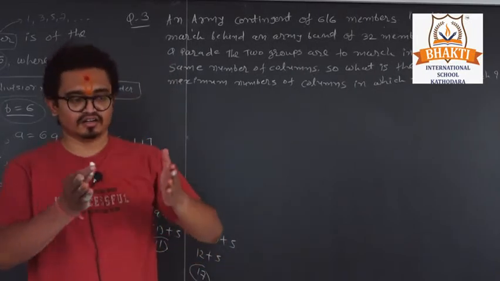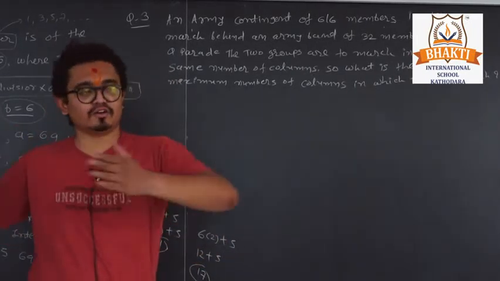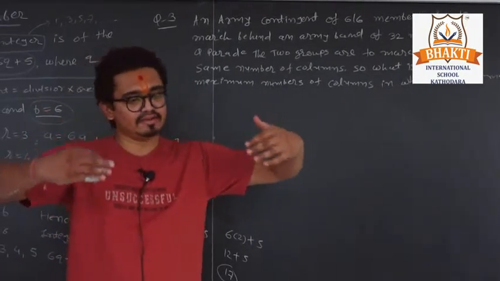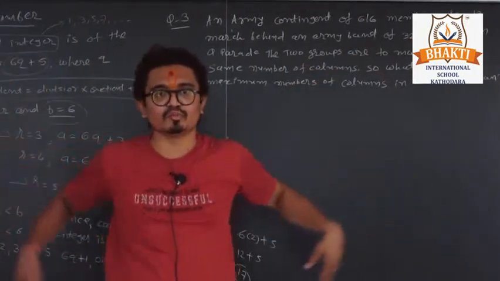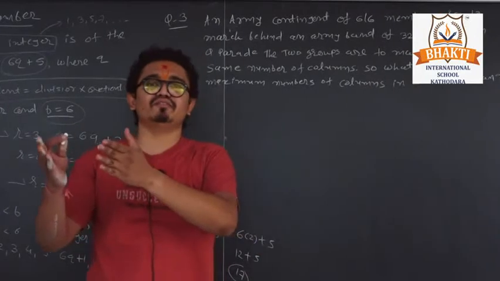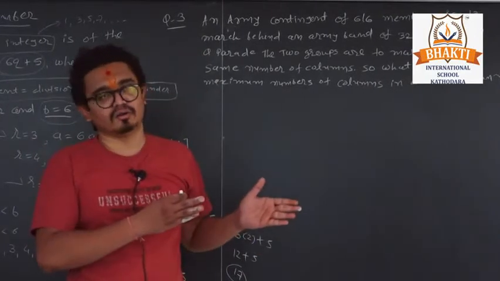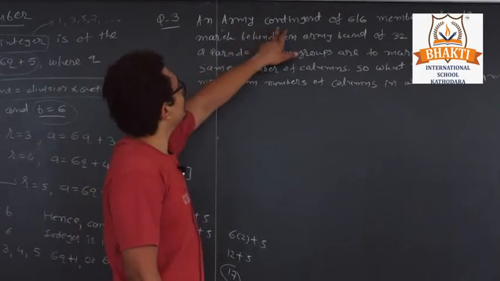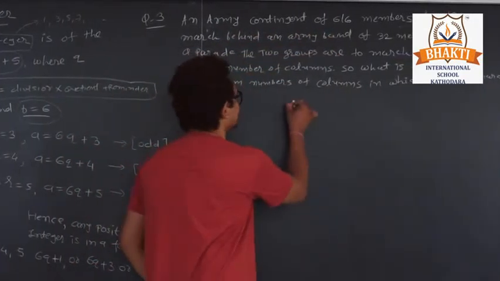The columns are fixed. How many columns are fixed, and one member is behind that. So we have one group, but the group has the same number of rows and the same number of columns. So here they are saying the total number of members is 616.